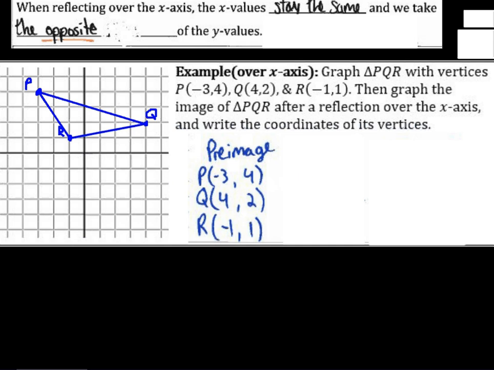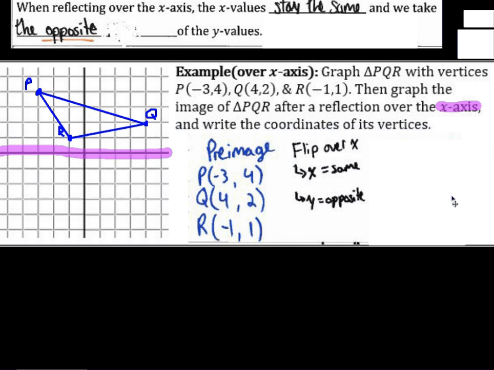And so if it's saying over the x, let's highlight purple. The x-axis, as always, is horizontal, and so we're going to end up going vertically. We're going to change our vertical values. And so, again, as a reminder, we flip over the x. That means the x stays the same and the y values are opposite. And so it's going to look like this.